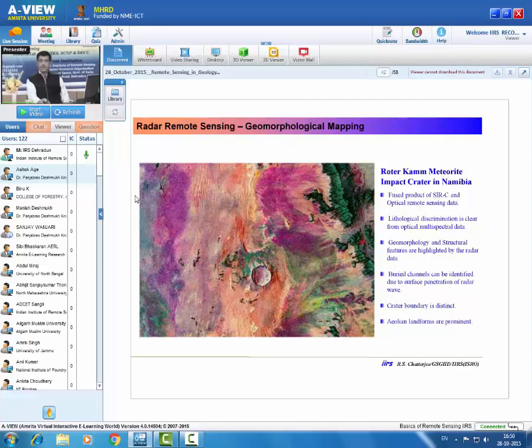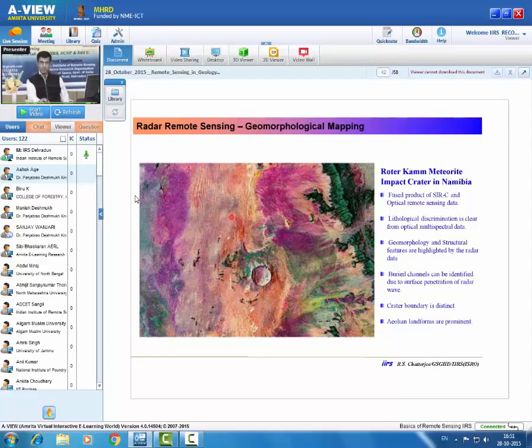in this case, the lithological discrimination is better because you are getting the spectral information from the optical data. Geomorphology is better because you have a lot of radar information, this topographic information from the radar data. Like in this case, you can see the hills are very much highlighted. You can see the buried channels here are very much highlighted. You can see this is a crater boundary, which is very sharp. You can see some of these aeolian features like longitudinal dunes. These are very much clear, which is otherwise not clear in optical image. Because we have merged radar image with optical image, we can have both information from the radar as well as information from the optical data.